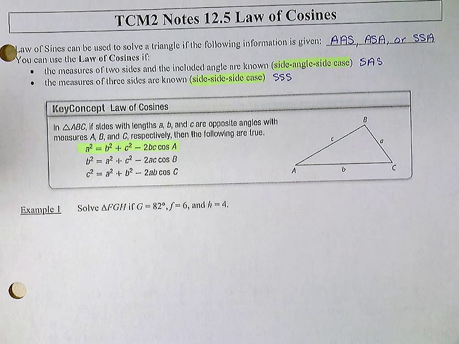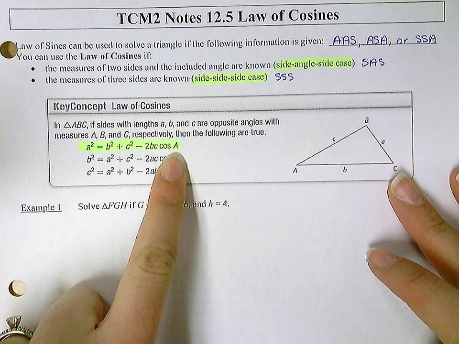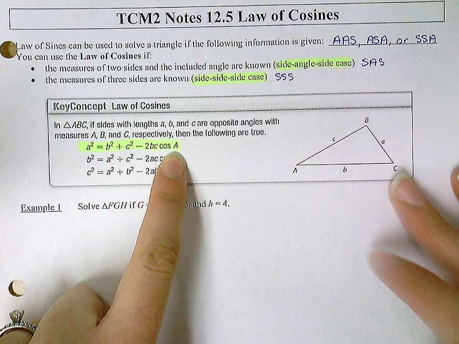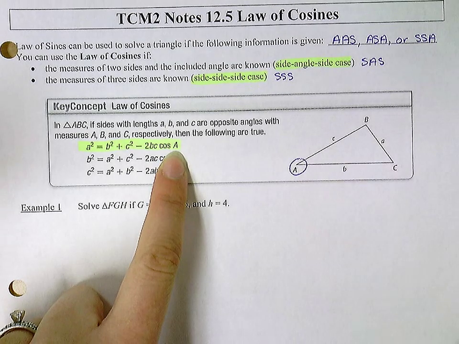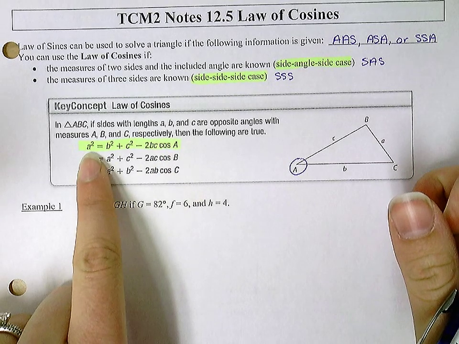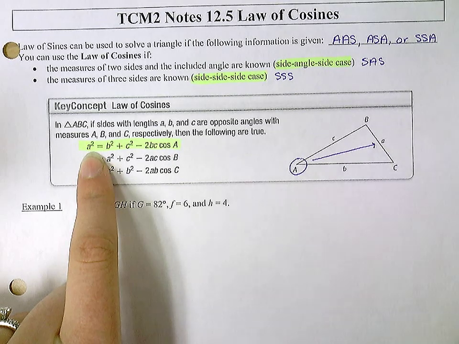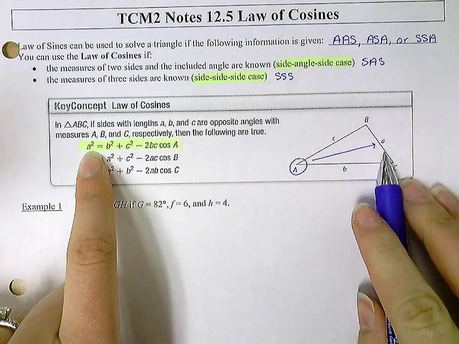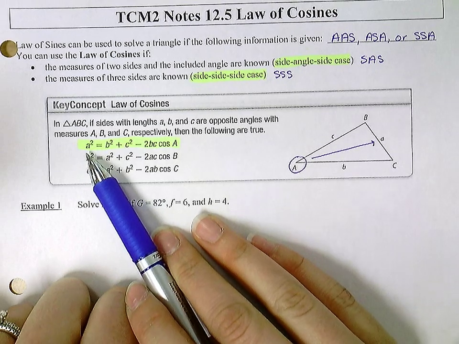What I want you to notice in that formula, you only have one angle. That's your capital letter. This one angle is angle A. So if I'm looking at that angle given, its opposite side is what goes on the other side of the equal sign. Its opposite side is lowercase a. That is what goes on this side of the equal sign.